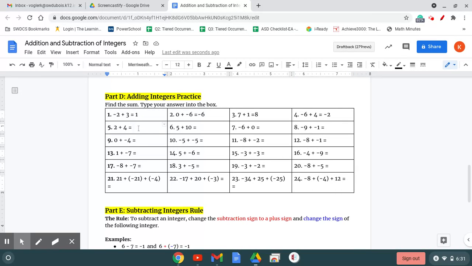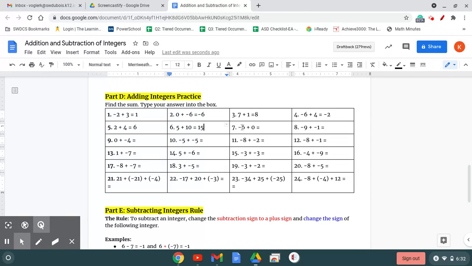All right, number 5, 2 plus 4. Same sign, they're both positive. This is what you've been doing since probably kindergarten. 2 plus 4 is 6. Number 6, same thing. 5 plus 10, both positive, so your answer is positive. 5 plus 10 is 15.